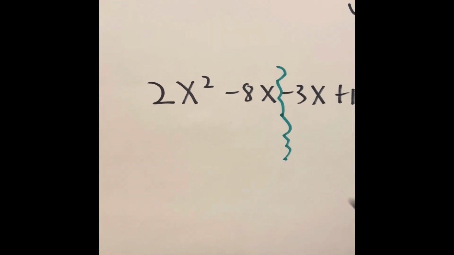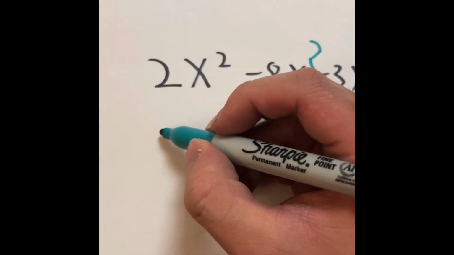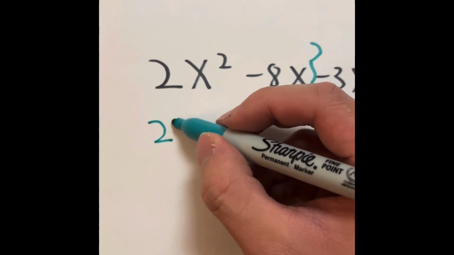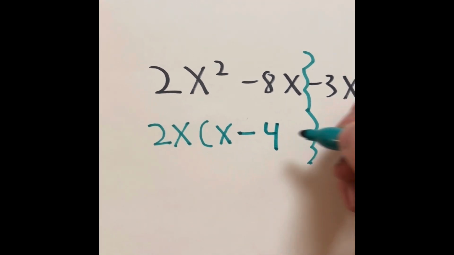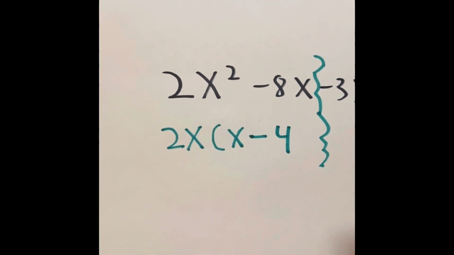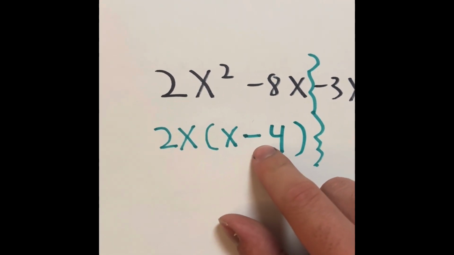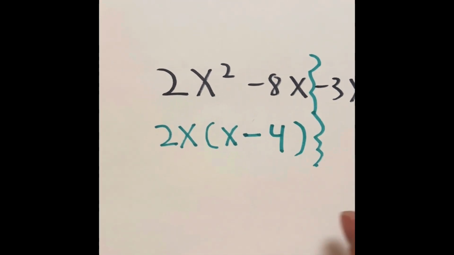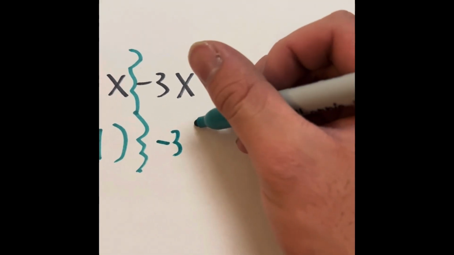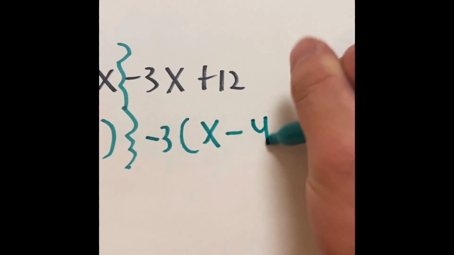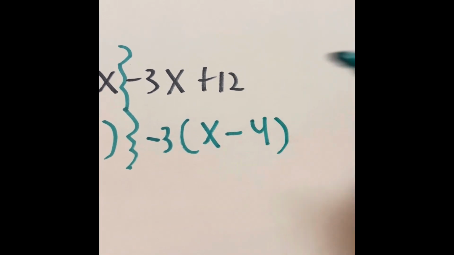So here's what's going to happen. We have 2x squared and 8x. What can we do to expand it? Well, we can do 2x times the parentheses x plus 4. So 2x times x is 2x squared, and 2x times 4 is 8x. On the other side, we are going to have 3 times the parentheses x plus 4, because 3 times x is 3x, and 3 times 4 is 12.